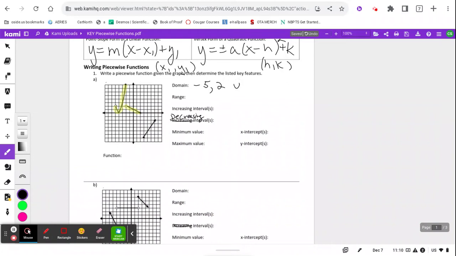But then there's a big jump in between that third and final piece. So we're going to go U for union. And this one goes from 3 to infinity.